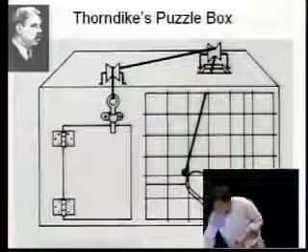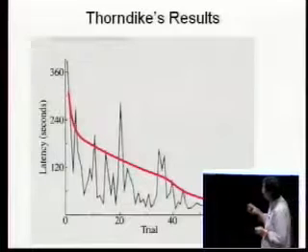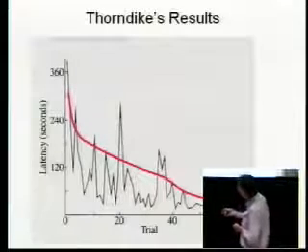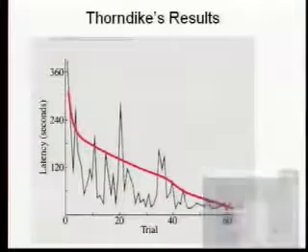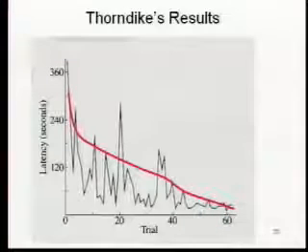Here is Thorndike's actual data. This is data from his experiment. Here, number of trials out to 60. Here's the latency, up to 6 minutes, 360 seconds, that it took the cat to open the door. And you can see that there is a clear downward trend, so that on the first trial, it took the cat 4 or 5 minutes on average to open the door.